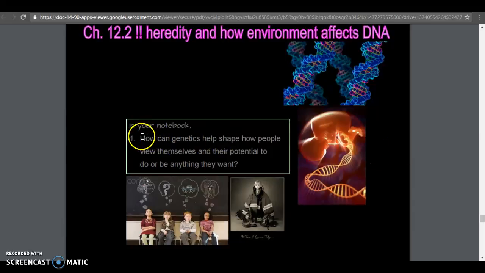So let's look at this first task. It says, how can genetics help shape how people view themselves? So basically the question is asking you to write on note paper, thinking about who you are, how does that relate to how you act, how you see the world, what you do, what you like, everything. How does that relate to heredity and genetics for you? What do genes have to do with who you are, how you are? Now, what do you have to say about that?